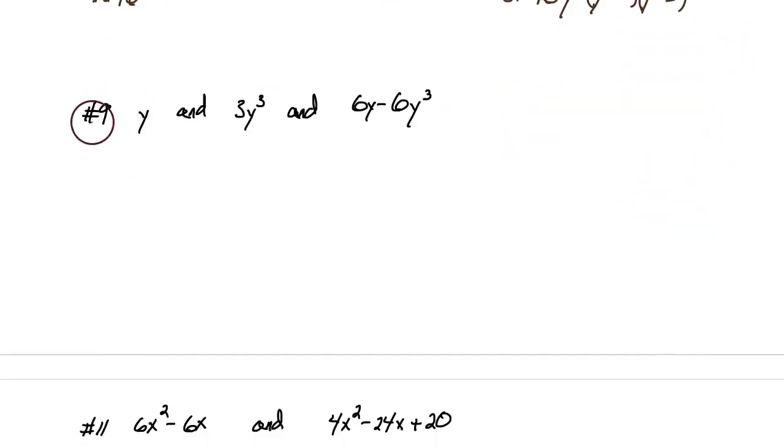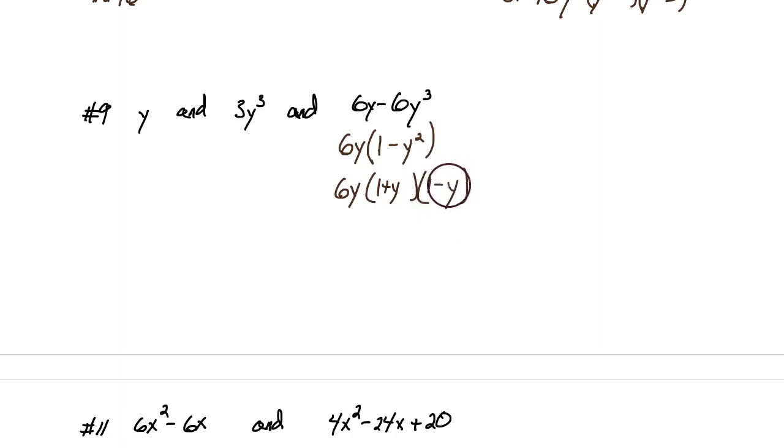Number 9, we have 3 expressions. This one's already factored, this one's already factored, and this one here can be factored. Both terms divide by 6y. 6y times 1 makes 6y, and 6y times negative y squared makes the 6y cubed. This is a difference of squares, so it factors further. 2 sets of parentheses, 1 plus y, 1 minus y.